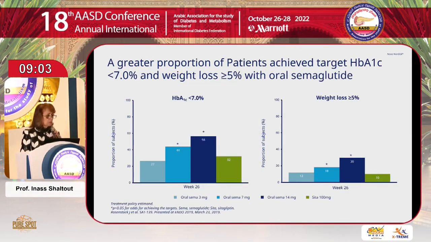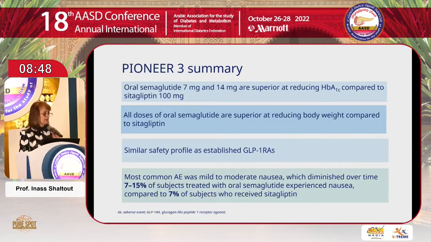Again, a greater proportion of patients achieved target hemoglobin A1C less than 7% and weight loss more than 5% with oral semaglutide versus sitagliptin. The PIONEER 3 summary is that oral semaglutide 7 and 14 milligram are superior in reducing hemoglobin A1C compared to sitagliptin, and all doses are superior in reducing body weight.